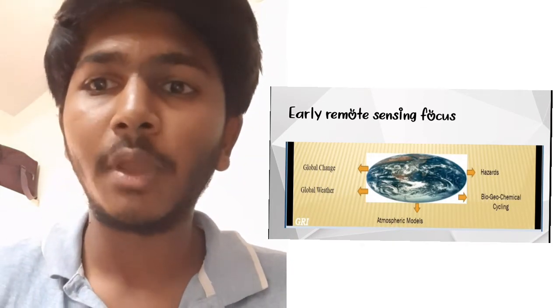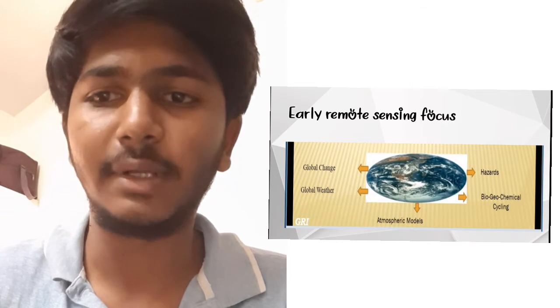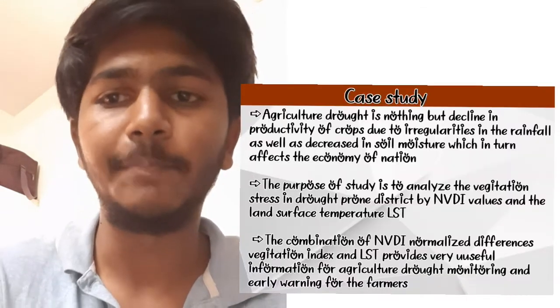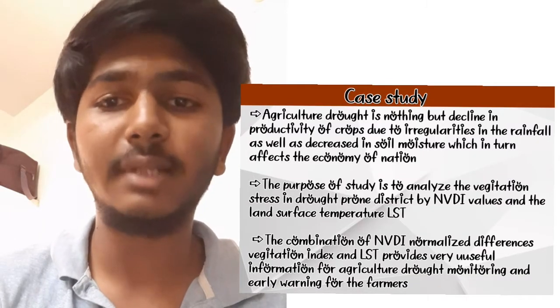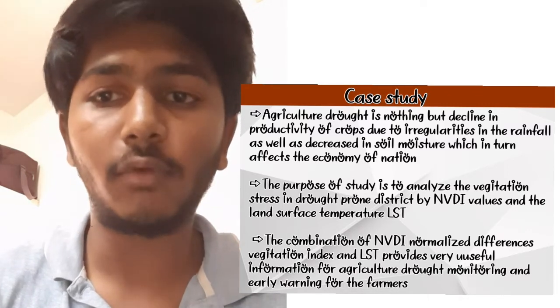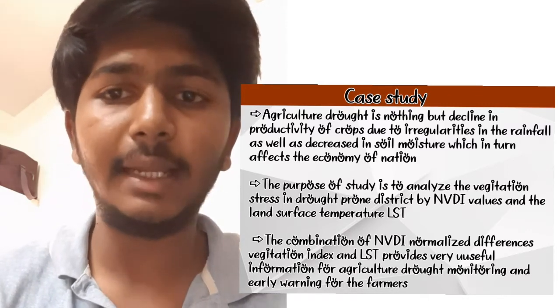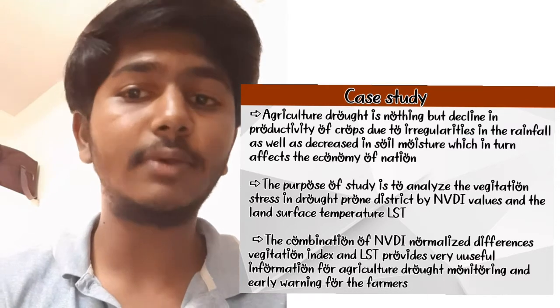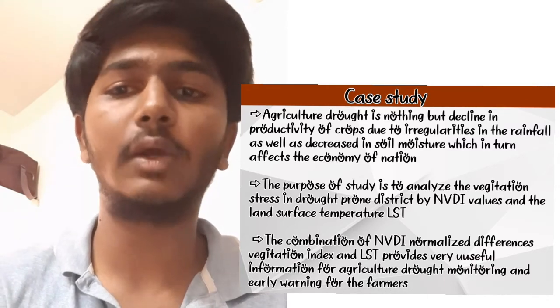This is the early remote sensing focus. Next, we'll move to the case study. Agricultural drought is nothing but a decline in the productivity of crops due to irregularities in rainfall as well as decreased soil moisture, which in turn affects the economy of nations.